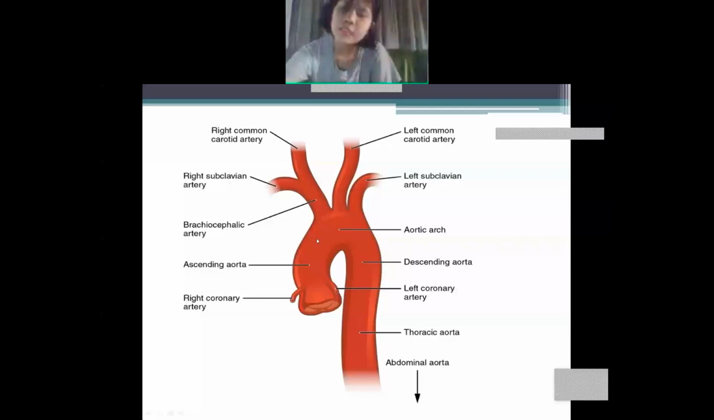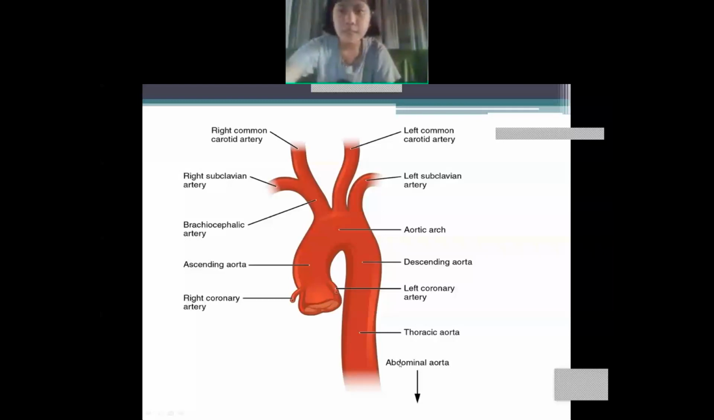And this aorta is divided into three parts. The first part is the ascending aorta, this one. Next is the arch of the aorta, also known as aortic arch. And next is the descending aorta. And again, this descending aorta is divided into two parts: the thoracic aorta, and the next is the abdominal aorta.